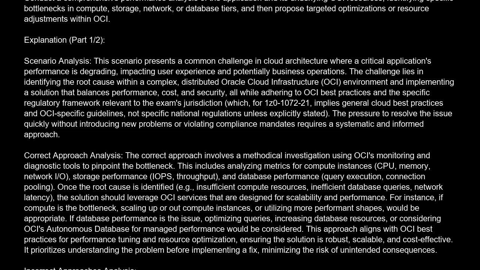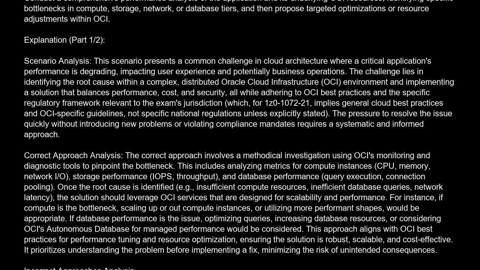The correct answer is A. Conduct a comprehensive performance analysis of the application and its underlying OCI resources, identifying specific bottlenecks in compute, storage, network, or database tiers, and then propose targeted optimizations or resource adjustments within OCI.